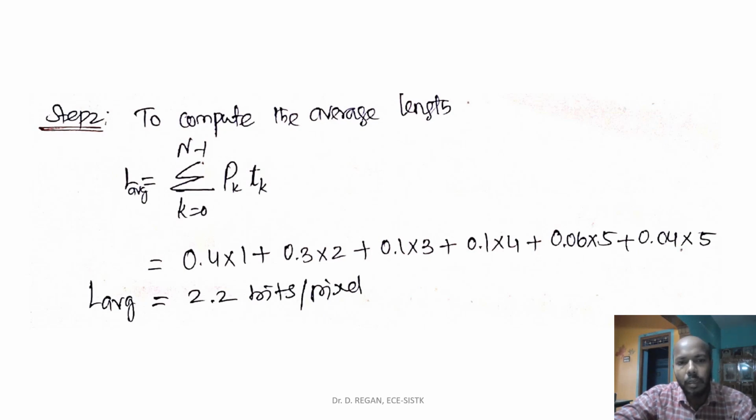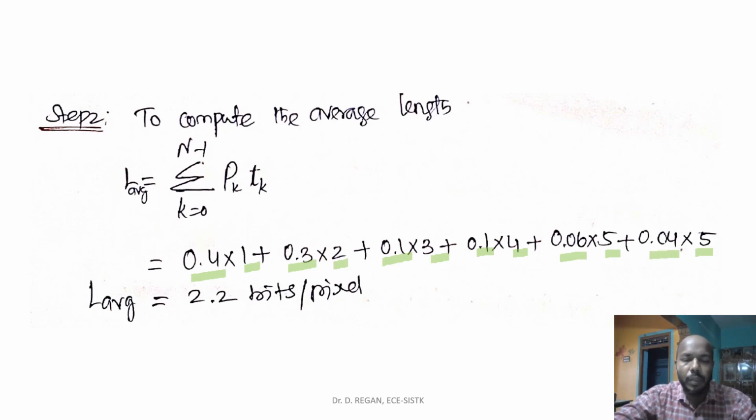So I have taken the code word length 1 and the symbol probability is 0.4. So we know which symbol is having 0.4. Next symbol is 0.3 probability, code word length is 2. And 0.1 code word length 3. 0.1, 4. The last two symbols have code word length 5, and their probability values are 0.06, 0.04.